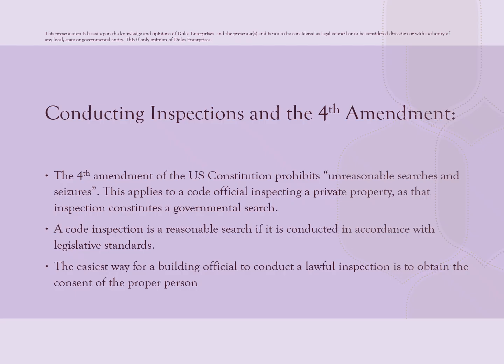The Fourth Amendment of the U.S. Constitution prohibits unreasonable searches and seizures. This applies to a code official inspecting a private property, as that inspection constitutes a governmental search. A code inspection is a reasonable search if it is conducted in accordance with the legislative standards. The easiest way for a building official to conduct a lawful inspection is to obtain the consent of the proper person.